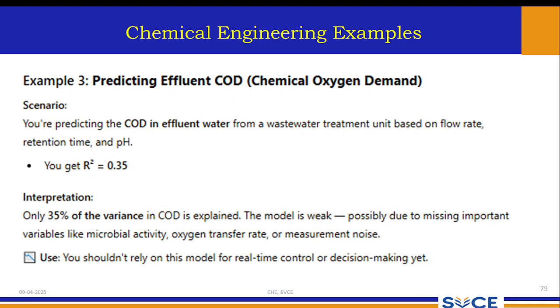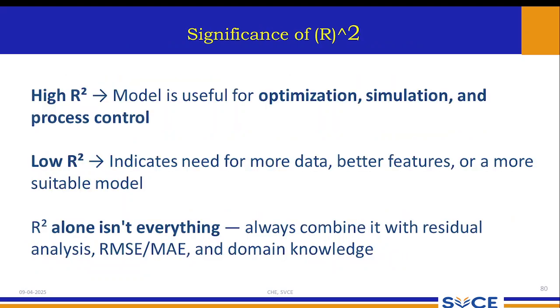So from the R square value, we can determine whether the model can really accept all the data which has been given to it, or whether any other variables are missing. That can be found out easily. Here, only 35% of the variation in COD is explained. The model is weak, possibly due to missing important variables like microbial activity, oxygen transfer rate, or measurement noise.